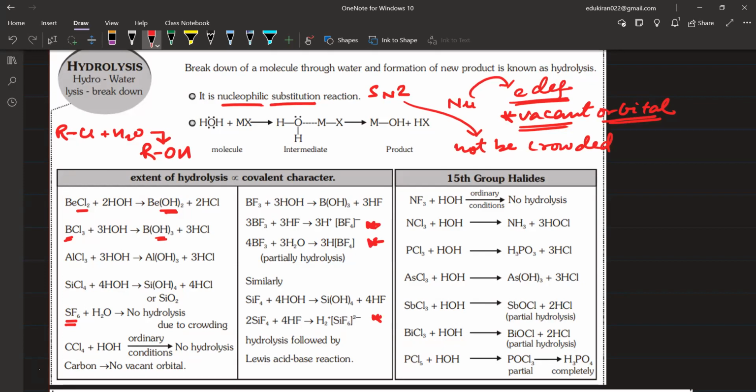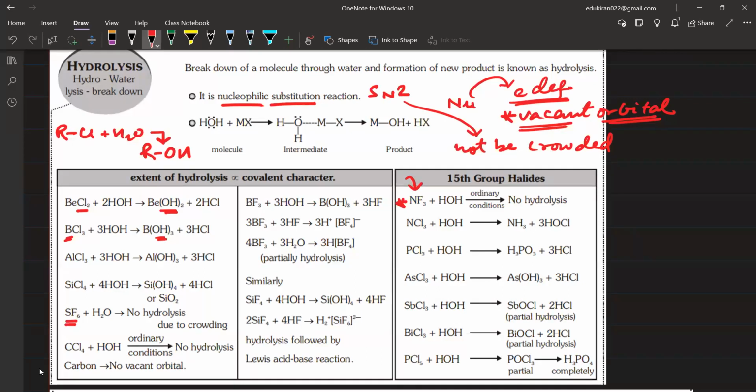Okay. Now, this is not important. The next example is very important. NF3. NF3 में nitrogen, it does not have any vacant orbital because it has 3 bonds. 6 electron वहाँ हो गए. Lone pair of electrons in nitrogen, that means 8 electron.